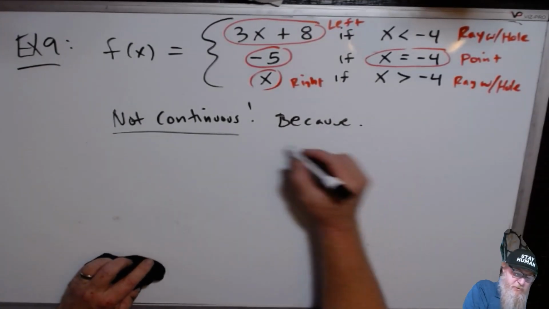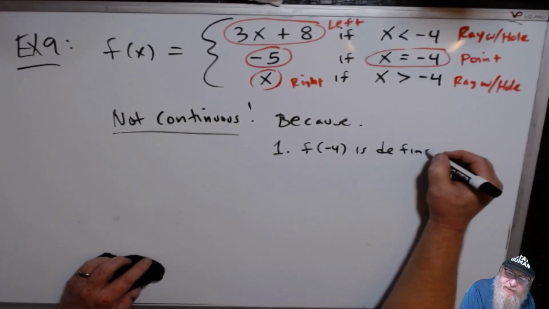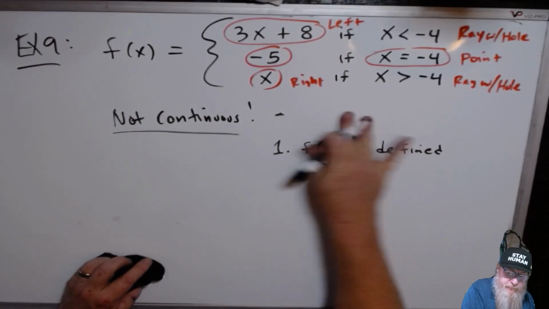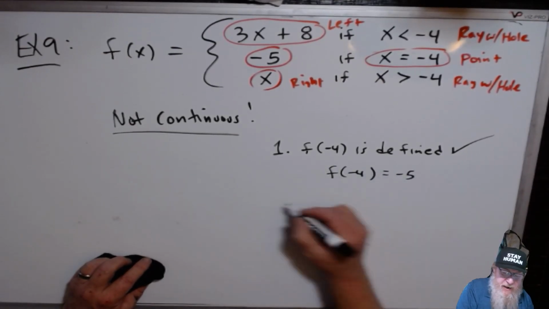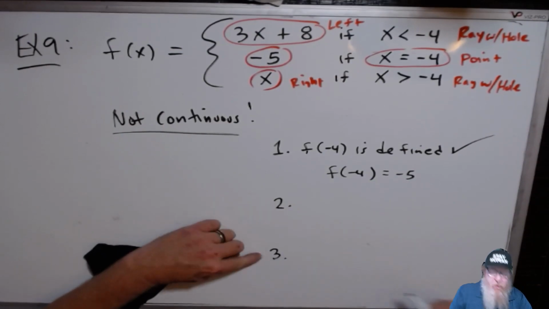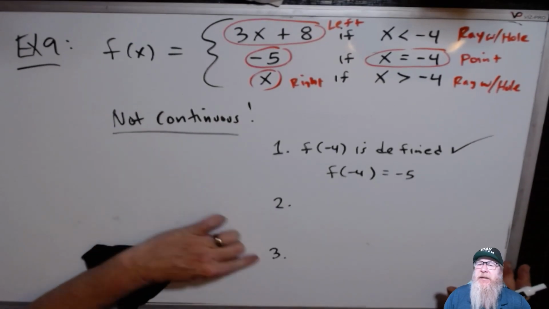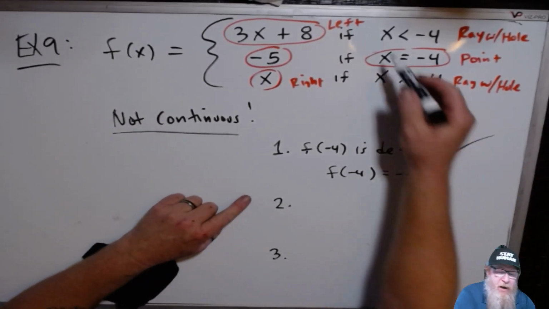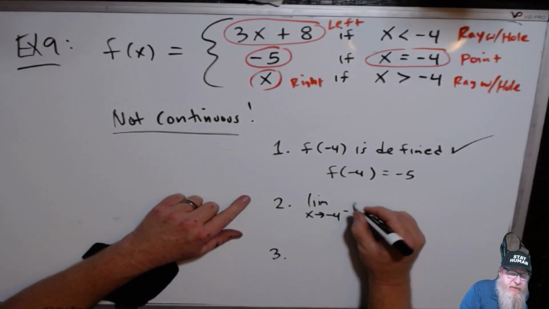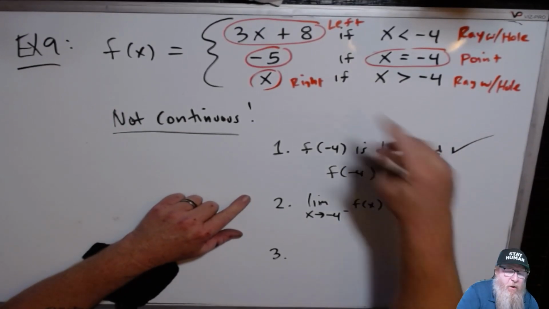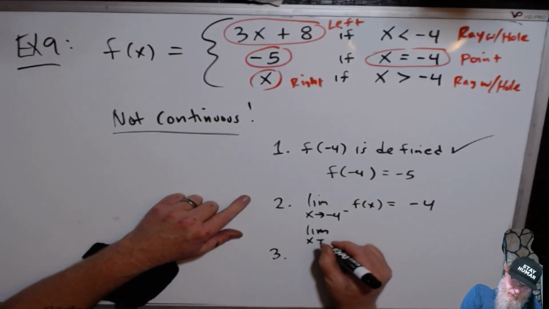let's go through the rules. 1, f of -4 is defined, so that's not the reason. Right, it is defined. f of -4 is -5. It might be rule number 2 or 3 that's violated. Let's see which one it is. I know it's not continuous, but I got to make sure I clearly say why. On the left, the limit was -4. Oh, and on the right, it's also -4.